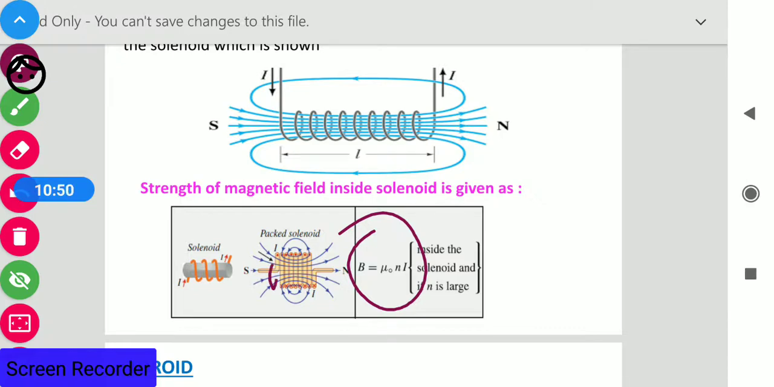At the ends of the solenoid, the magnetic field drops to half of it. It means if in any numerical it is asked what the value of the magnetic field at the ends of the solenoid is, its value will be half μ₀nI.